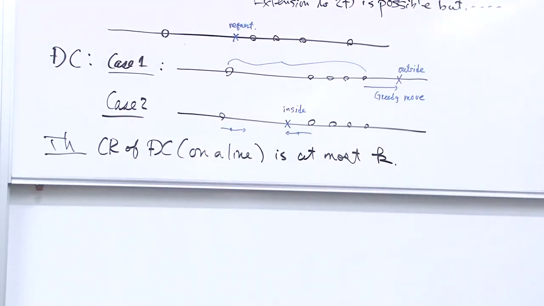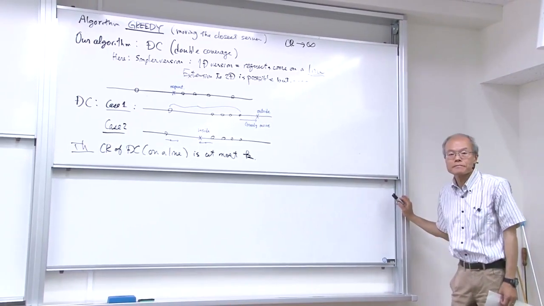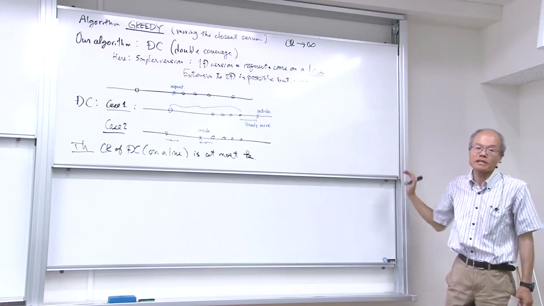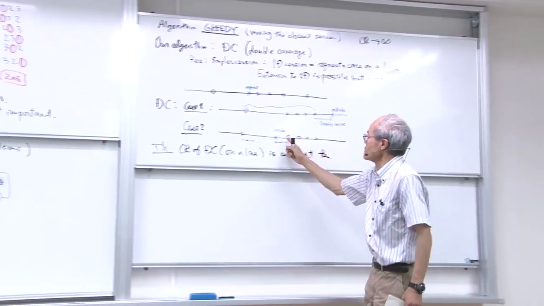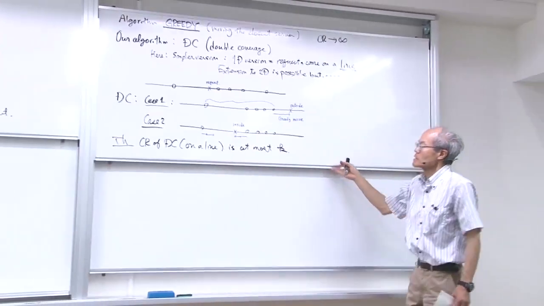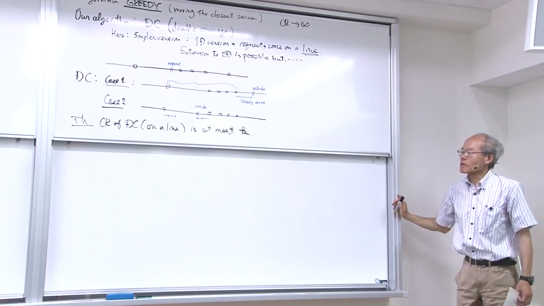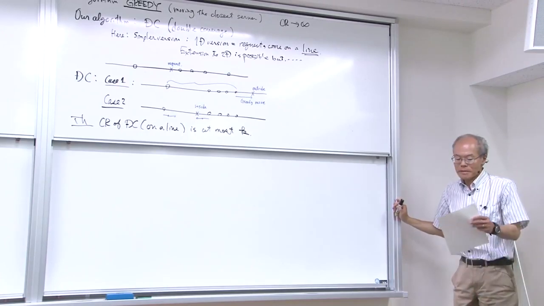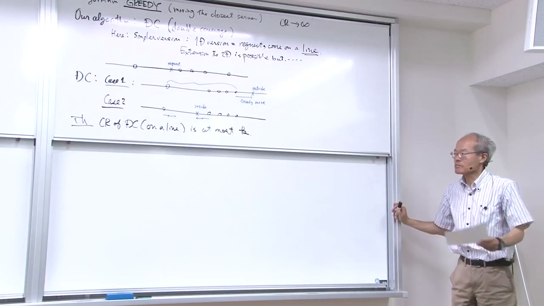Competitive ratio of DC is at most k. K is, of course, the k of k-server. In this case, we have 1, 2, 3, 4, 5. So if the number of servers is 5, then its competitive ratio is at most 5. Using the remaining time, I'm going to prove this theorem.